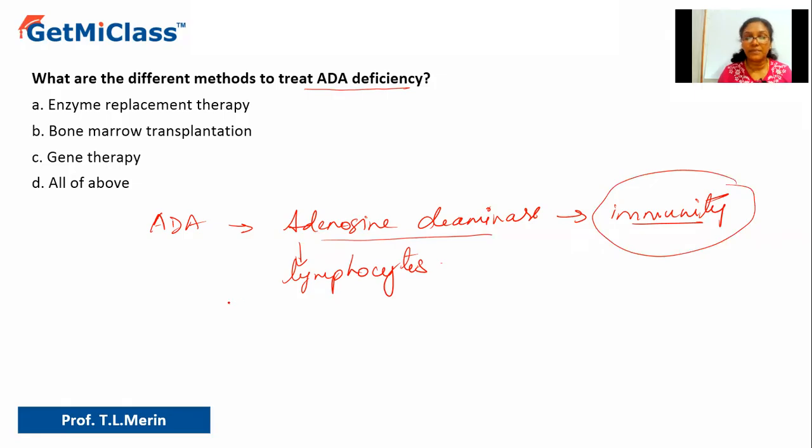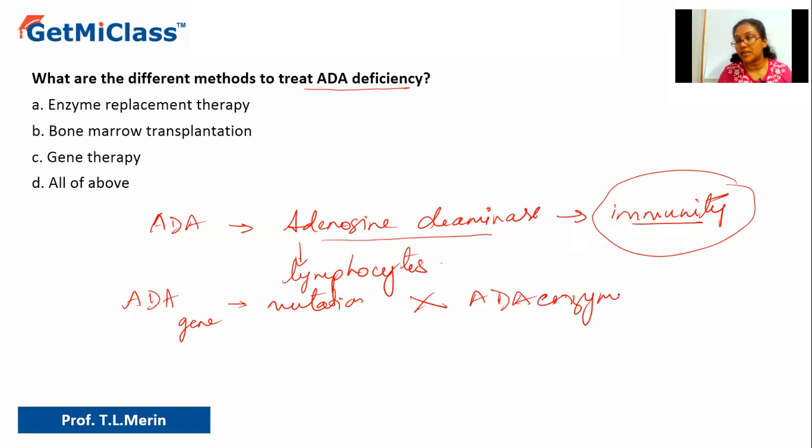So there are certain people where the gene for ADA, that is, the gene which codes for the ADA enzyme, has undergone mutation. So if they have a mutation, then there is no production of the ADA enzyme. In such a case, what will happen? Immunity will get affected, and those people will suffer from the condition called severe combined immunodeficiency disorder, or syndrome.